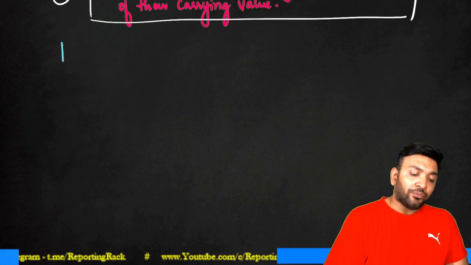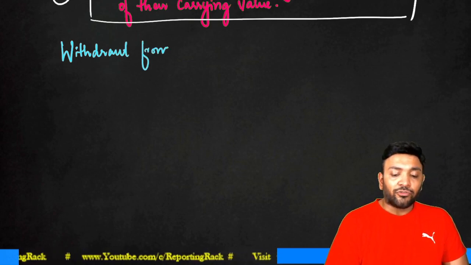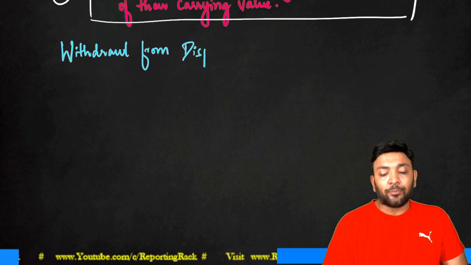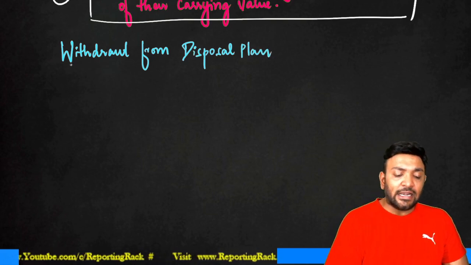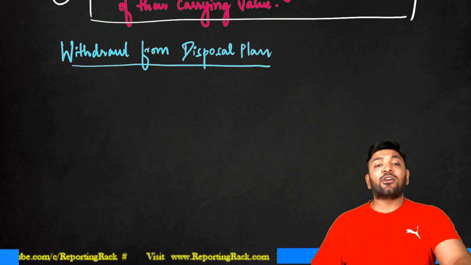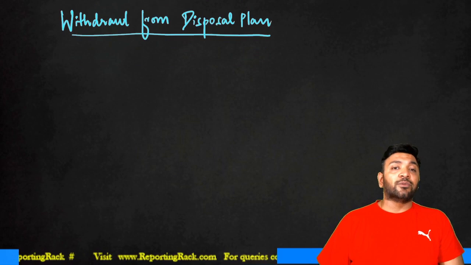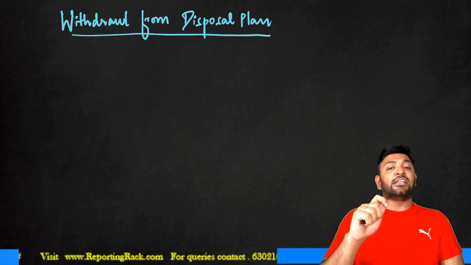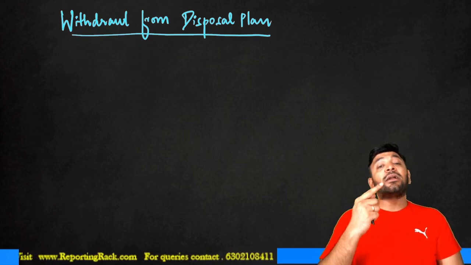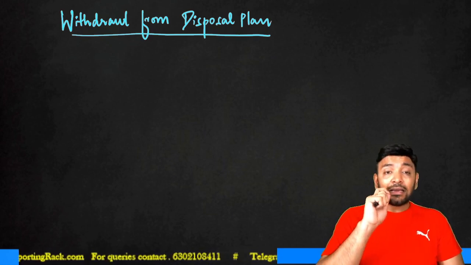I'm talking about withdrawal from disposal plan. Initially, the management intended to dispose the asset. Subsequently, they want to withdraw from the plan of disposal. Is it possible? Yes, very much possible. So, whenever the management withdraws its intention to dispose the asset, then the measurement of the asset on the date of withdrawal should be very, very critical.